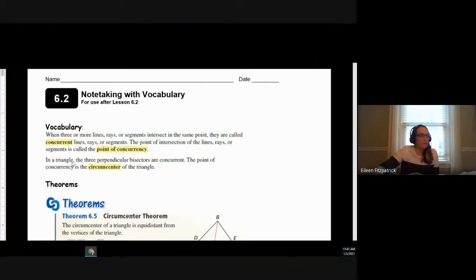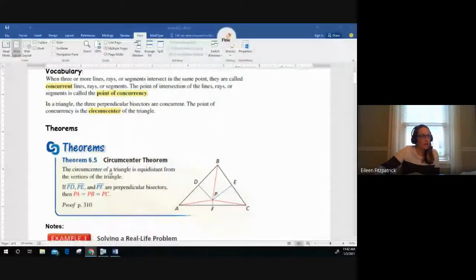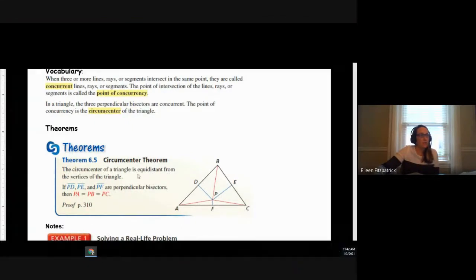All right, in a triangle, the 3 perpendicular bisectors, which we discussed in the last lesson, are concurrent. So that means that all 3 perpendicular bisectors are going to intersect at a point of concurrency. The point of concurrency is called the circumcenter of the triangle. All right, so the circumcenter theorem says the circumcenter of a triangle is equidistant from the 3 vertices of the triangle.